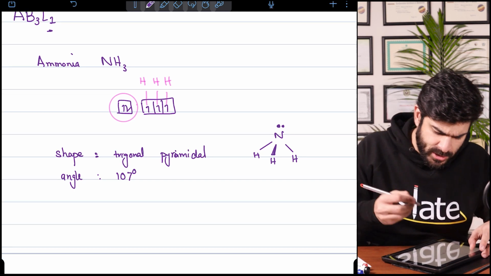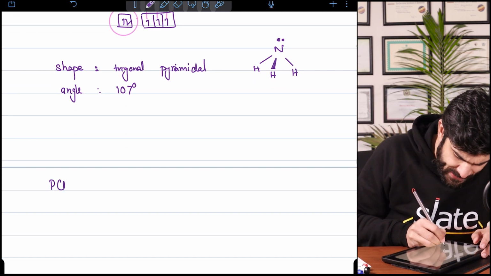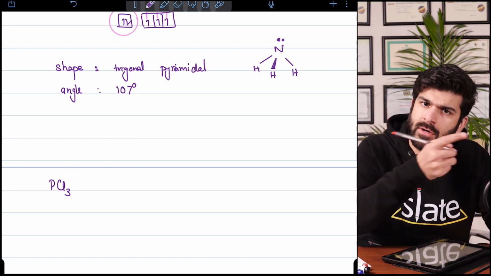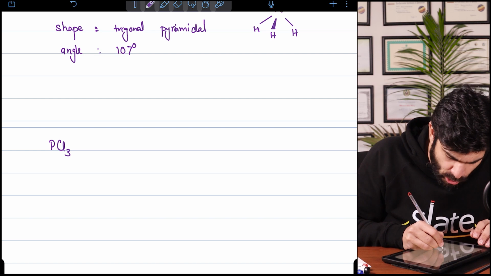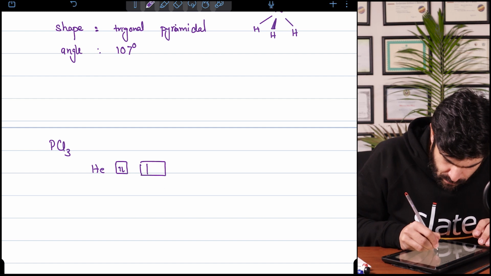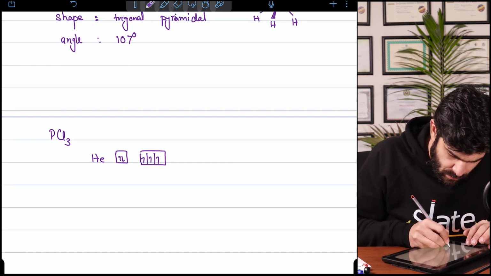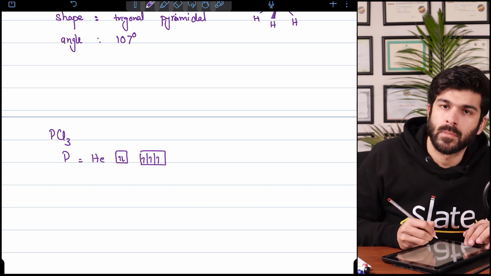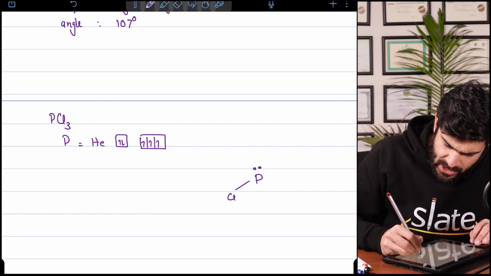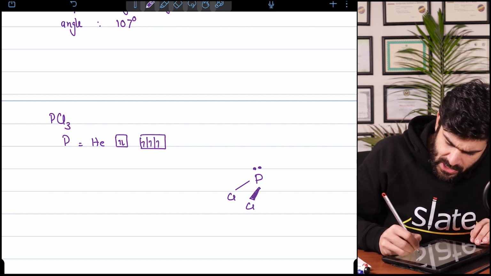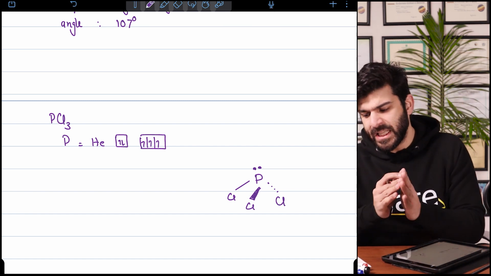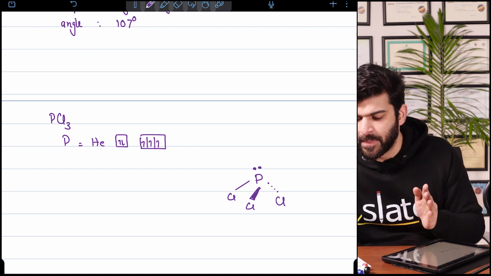And there are further examples. For instance, PCl3. Phosphorus has the same electronic configuration as that of nitrogen. 5 electrons in the outermost. So it would do the same thing. 1 lone pair, Cl, Cl, Cl. So PCl3 would also have it in this similar way.